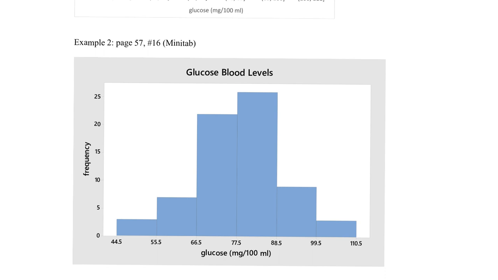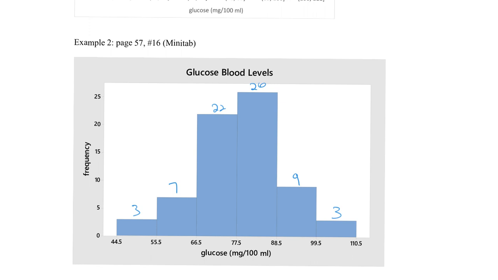So the way that Minitab figures this out is we have 3, 7, 22, 26, 9, and 3. Again, what this means is in that set of 70 numbers, 3 of those numbers are between 99.5 and 110.5. And these just vary a little bit because you're using different software, and normally you can tweak these however you need to tweak them.